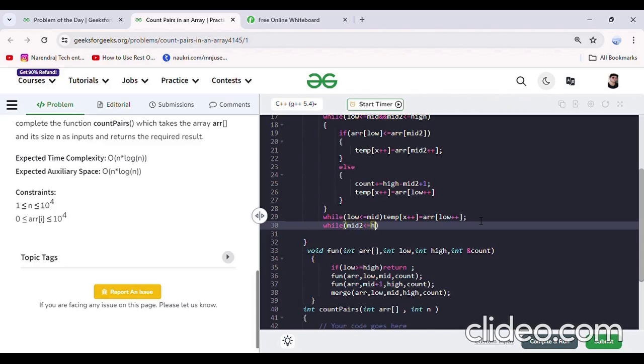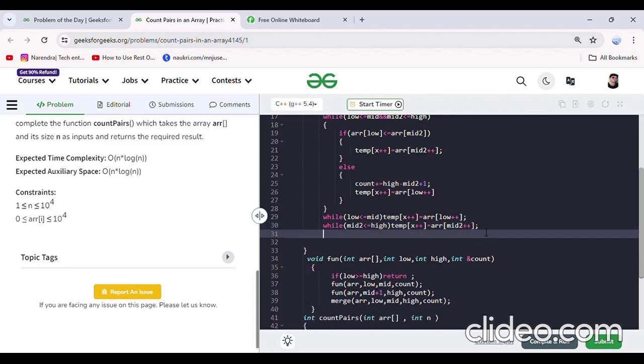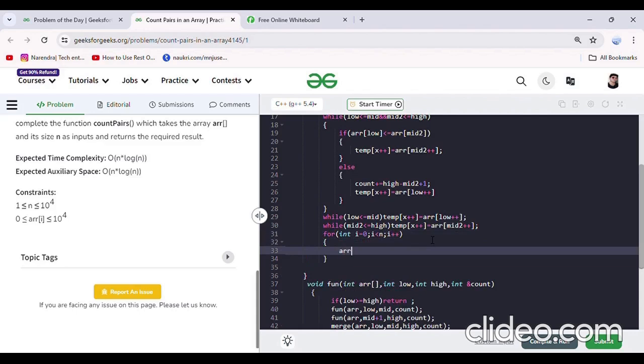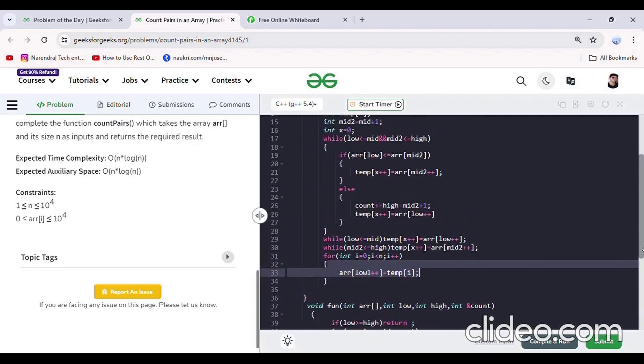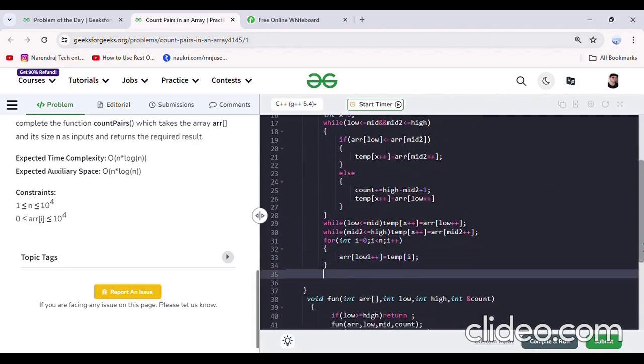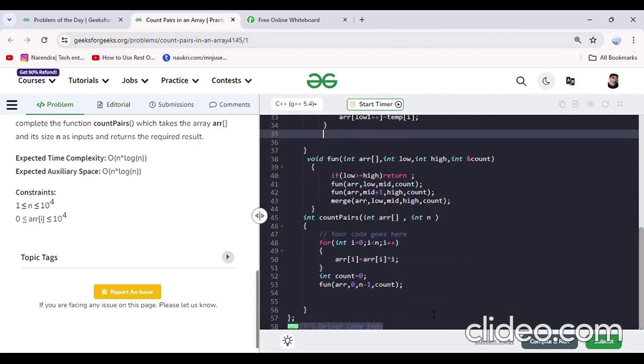Mid 2 to high, then I am taking I is equal to 0, I is less than n, and now I am taking ARR of low plus plus is equal to temp of I. Now I am returning the count answer.